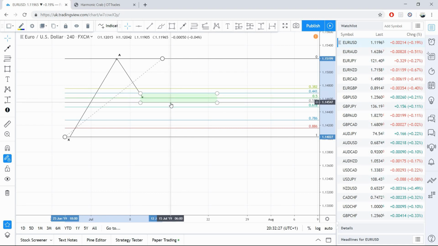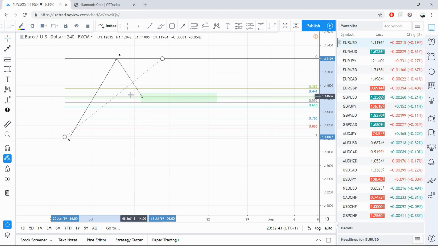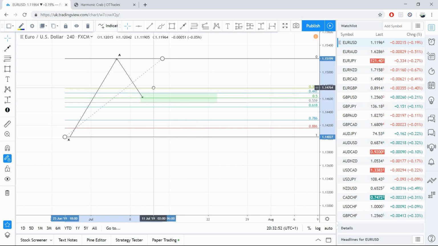Now, the reverse is also true. So if it exceeds this grey line by 1 pip, so it exceeds the 55.9% level by 1 pip, we're now closer to the 618 level by 1 pip than we are to the 50%. Therefore, it's a precise 618. So I hope that makes sense, guys. So just as a visual example there, price has basically got to stay within this green box for it to be a precise 50% retracement.